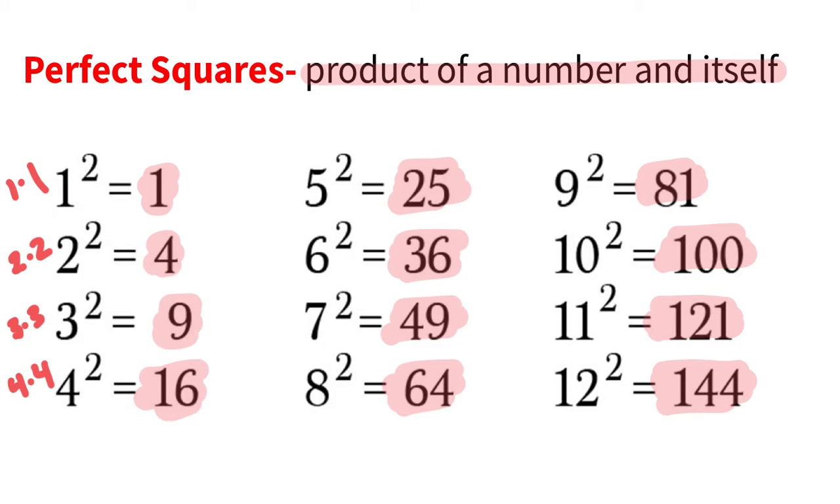Additionally, we could keep going beyond 12 squared to have 13 squared, 14 squared, and keep going forever and ever to get all of our possible perfect squares. And these are just some of the examples of them.